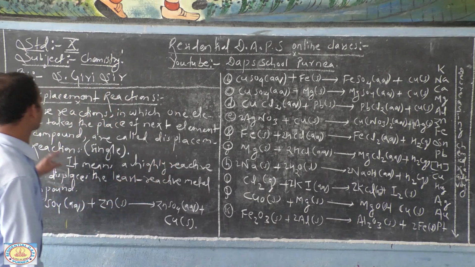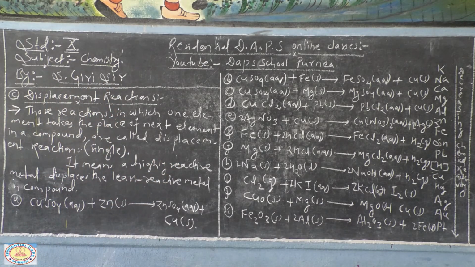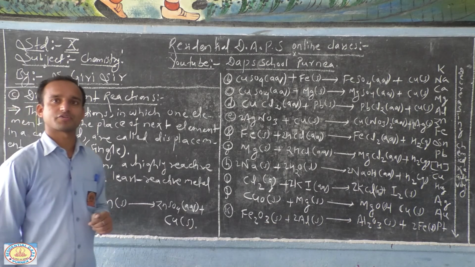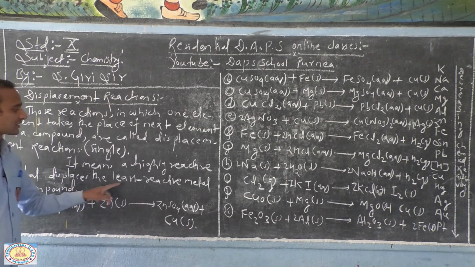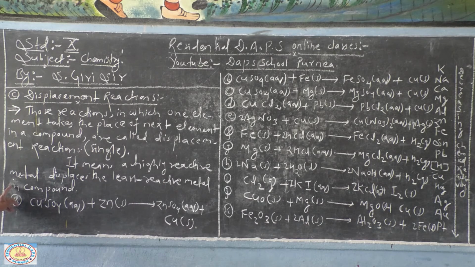So now, dear student, it is time to discuss displacement reactions. Now what do you mean by displacement reactions? So here is the definition, just like the combination and the decomposition reactions. Here is the definition for the displacement reaction also. Those reactions in which one element takes the place of another element in a compound are called displacement reactions. Exactly, it means a highly reactive metal displaces the least reactive metal in a compound.